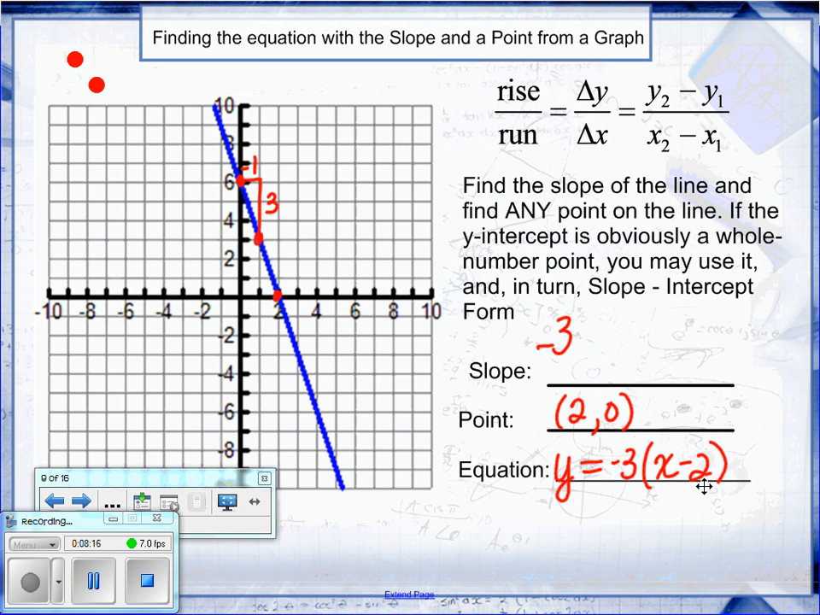This actually makes it a lot easier to put it into slope-intercept form, okay? So if I was going to do slope-intercept form, I could either just distribute this, or you can also see that it's clearly going through 6. So it'll be y equals -3x plus 6. So like I said, sometimes the y-intercept's very easy when it's going through a whole number, but when it's not going through a whole number, that's when we don't want you to guess. That's when we want you to use the 2 ways that I just showed you on the last slide.